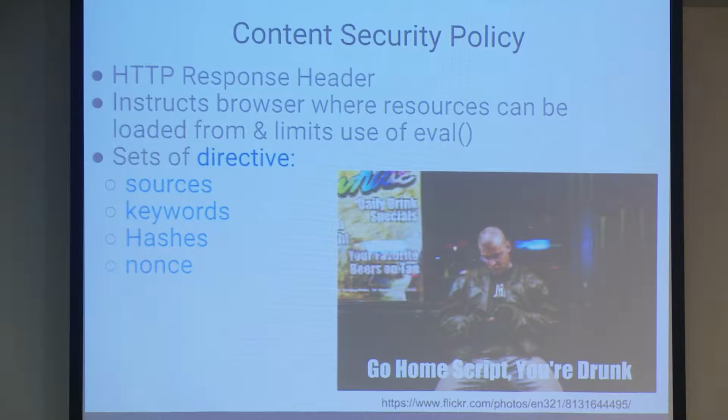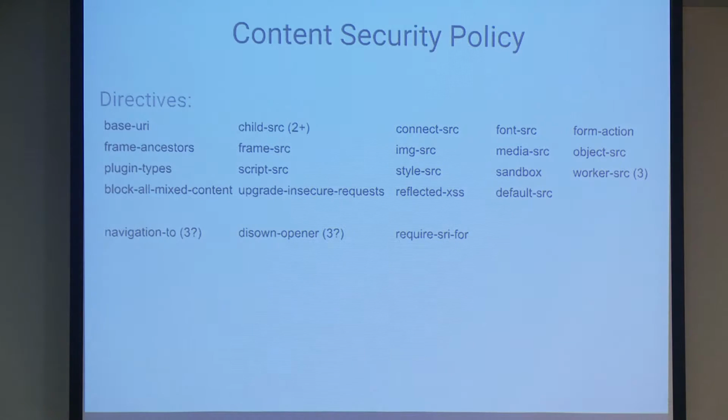It comes in sets of directives and then sources, keywords, hashes, and nonces. And we'll cover some examples of that. However, we will not go into all the directives, as I said. This is not a deep dive into all of these, but as you can see, there are lots of things you can do to tune the content security policy.